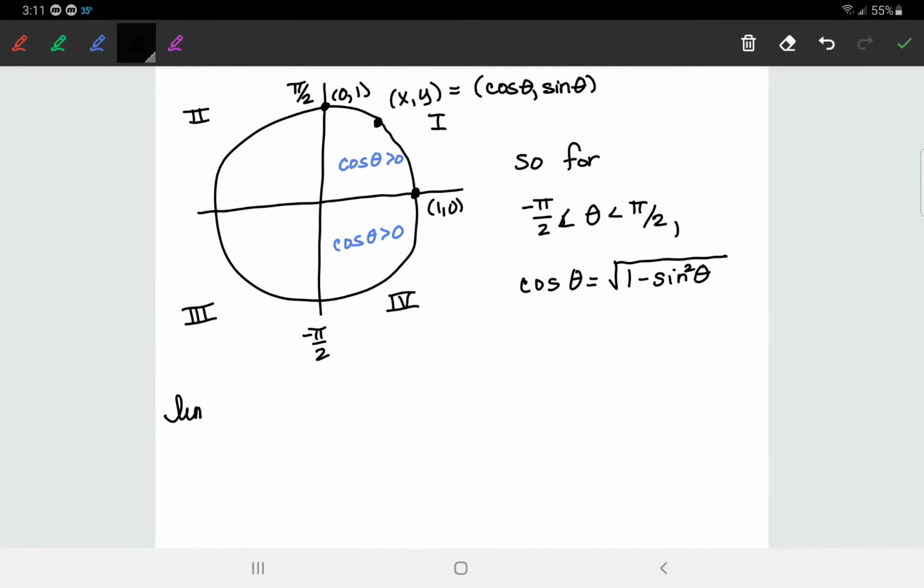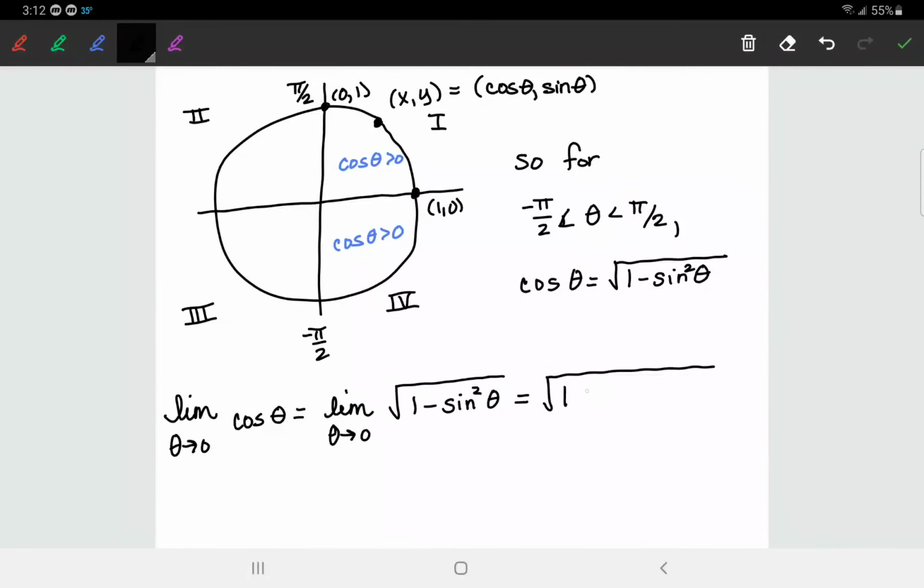So now let's examine the limit. We have the limit as theta approaches 0 of the cosine of theta. Well, that's the same thing, using the identity, as the limit as theta approaches 0 of the square root of 1 minus sine squared theta. And now let's move the limit inside just to do it step by step. The limit as theta approaches 0 of sine of theta, and then we can square that by the limit laws.